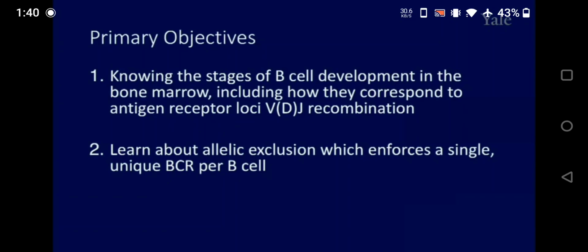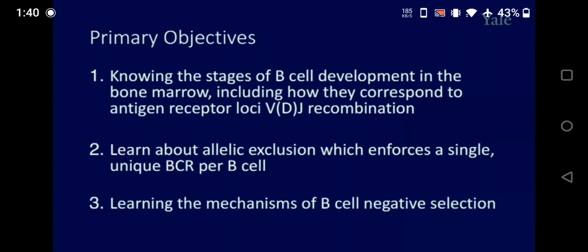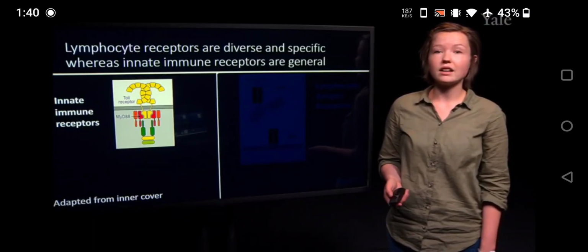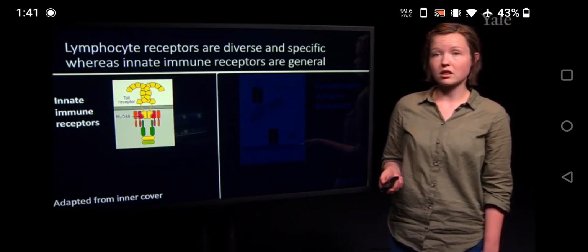And then the final primary objective is learning about B cell negative selection, which is a way to select against B cells that have autoreactive or self-reactive receptors. So these are receptors that can interact with the self, and if they are allowed to persist, this could result in autoimmunity.